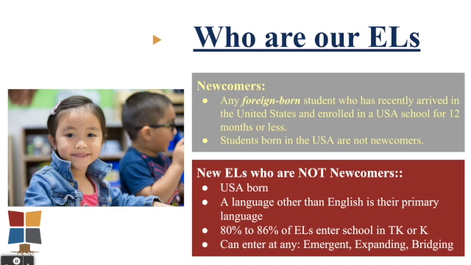New ELs who are not newcomers, as I mentioned before, are USA born. A language other than English is their primary language. And then remember, 80 to 86% of ELs enter school in TK or K. And they can enter at any of the levels: emergent, expanding, and bridging.